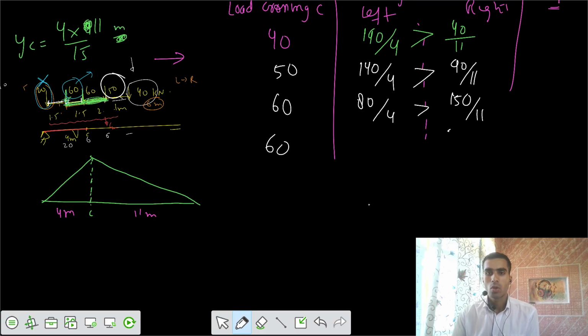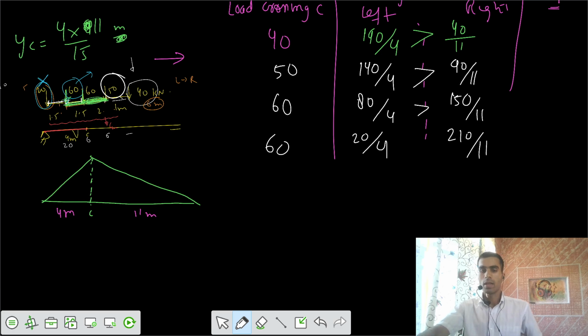from this side we have total load of 150 plus 60, that's 210 for the length of 11. And from the other side we have only 20 kilonewton for the length of 4. So I think this is the change of sign. Is there any change of sign here? 20 by 4 is 5. And from this side 210 by 11, this is 19.